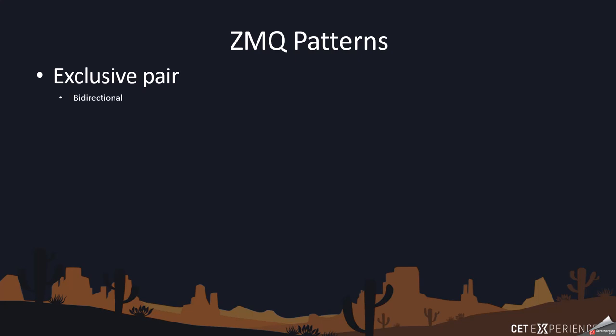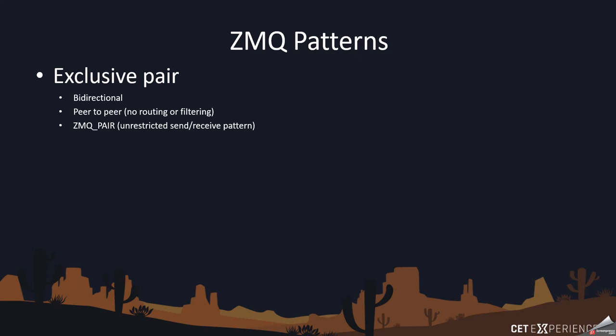So this is a bidirectional pattern, so you can send and receive in both directions. It's peer-to-peer routing, no routing or filtering. You're just directly connected to your other side. The socket type: some of the other patterns have publish and subscribe sockets or request reply sockets. In this case, we just have one socket type that's used by both sides. It's the ZMQ pair.